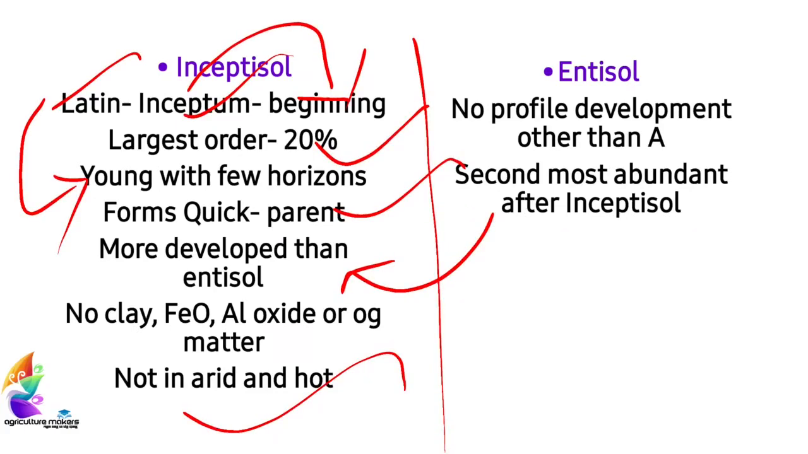Coming to the entisol, we have seen that inceptisol is more developed than entisol, which means entisol has no profile development other than A, which means entisol has only A horizon. You have to remember this, and it is the second most abundant soil order after inceptisol. We have seen that 20% of the world soil comprises this inceptisol order, and entisol is second most abundant after inceptisol.